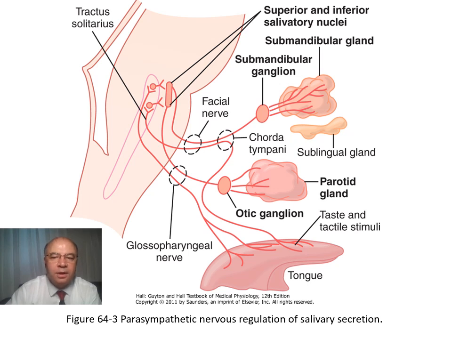So taste and tactile stimuli stimulate the secretion of these salivary secretions, serous and mucous secretions. Serous secretion mainly from parotid gland. We also see the otic ganglion here and submandibular ganglion here.